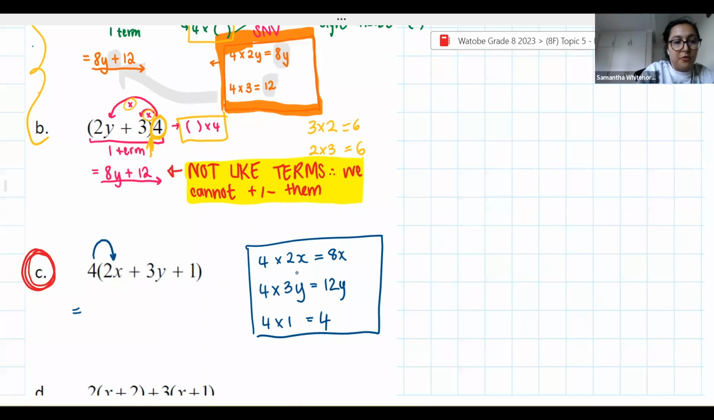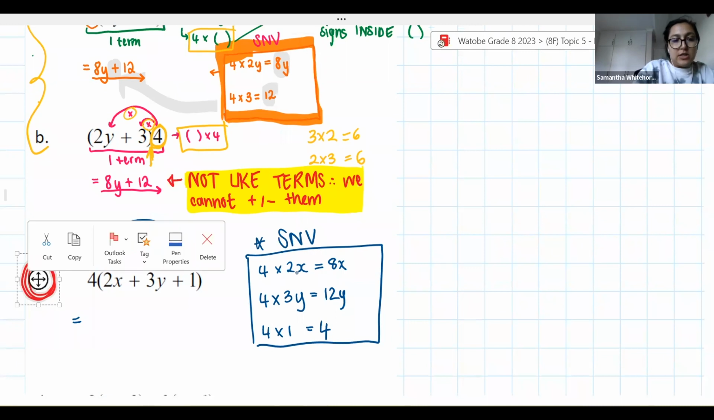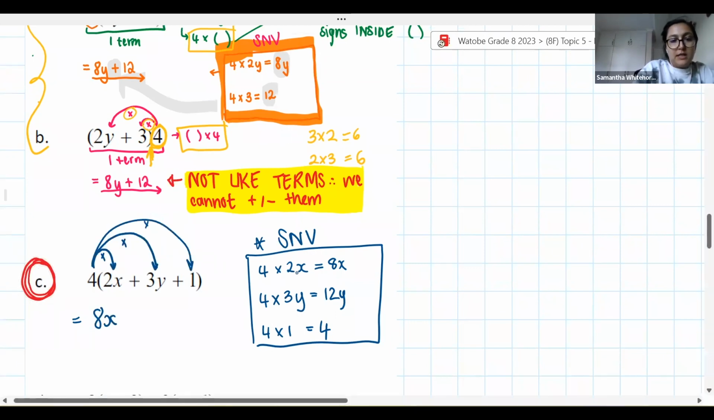So guys, exactly what Cassie's done here is perfect. We multiply the 4 to the 2x, we multiply it to the 3y, and we multiply it to 2, and I obviously can't draw an arrow very well, and we multiply it to the 1. So I've just done my little multiplication block or my little working out on the side here. Remember SNV. Remember to check your signs, check your numbers, check your variables. And so as Cassie's got here, we've got 8x as our first product, plus 12y, because remember, positive times a positive is a positive. So plus 12y, plus 4.